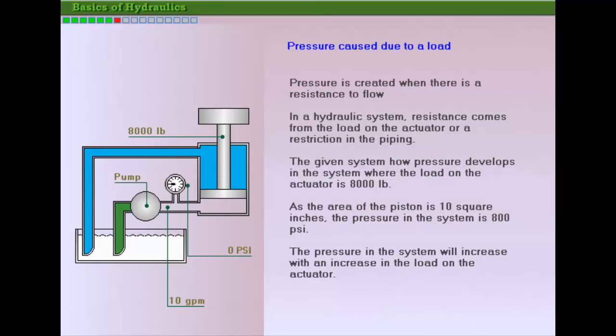As the pump begins to push oil, there is an immediate resistance to flow created by the load. This results in an immediate increase in the system pressure equal to the total resistance of the load and other circuit components as indicated on the pressure gauge. The load cannot move at all until pressure reaches a value sufficient to create a force equal to the resistance of the load.